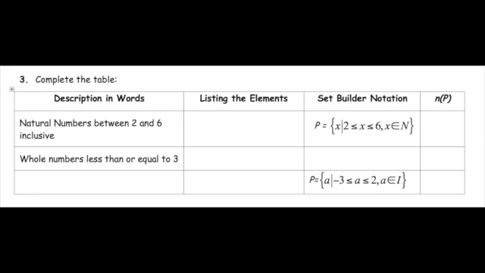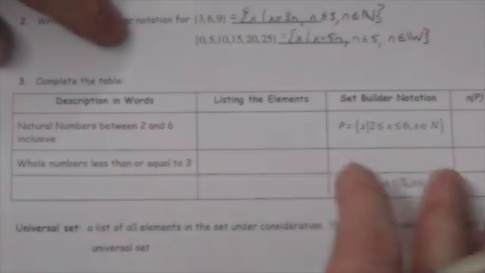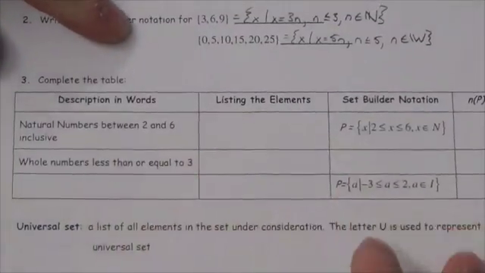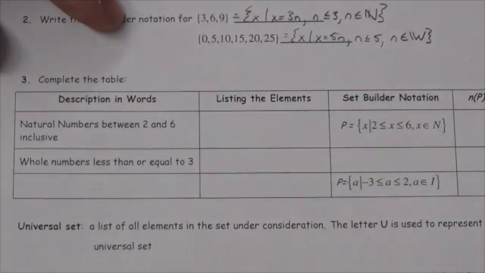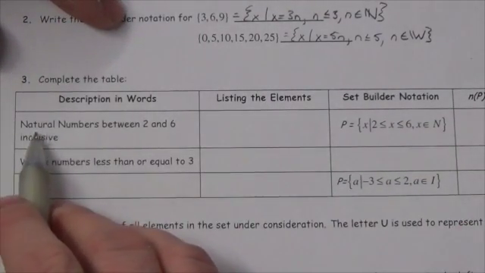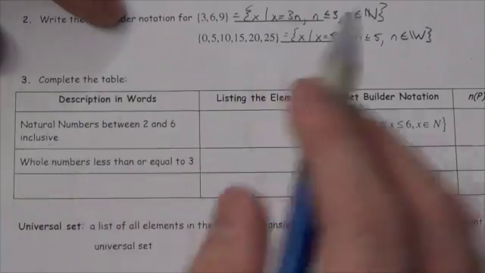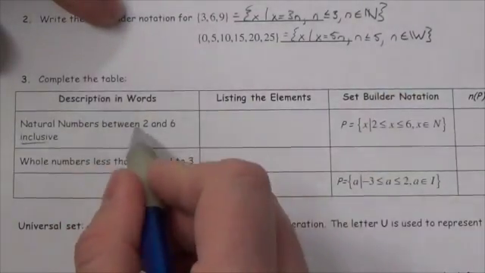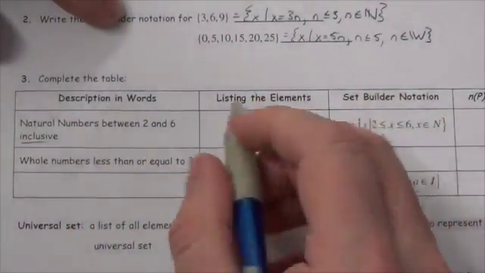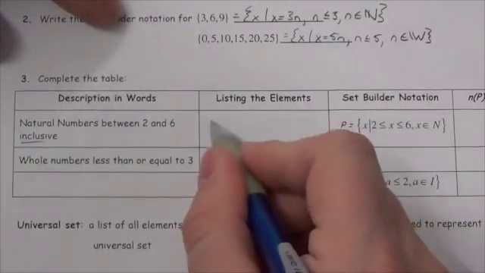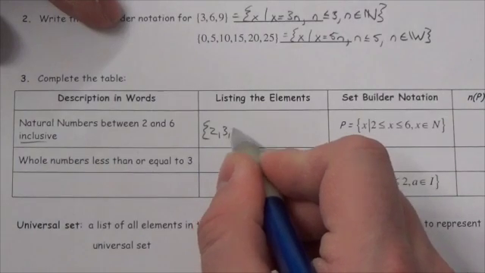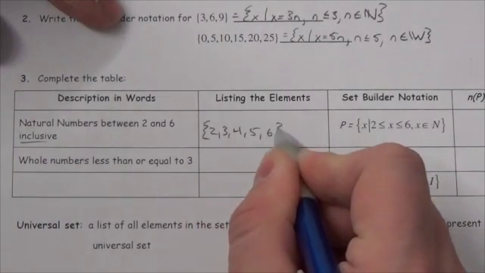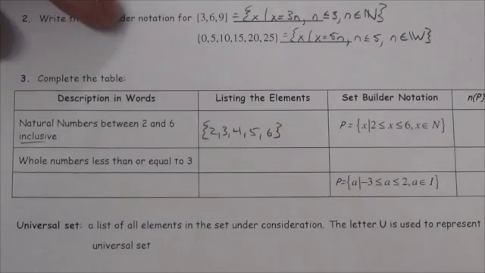Complete the following table. Okay, so we're going to fill in this table here. We've got a bunch of different things to do. So let's take a quick look at this first one. The description is natural numbers between 2 and 6 inclusive. Inclusive means I'm going to include the 2 and the 6 here. So the list of the elements, which I'll put in set notation, will be 2, 3, 4, 5, 6. There we go.